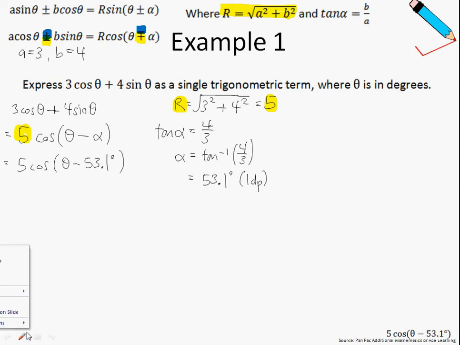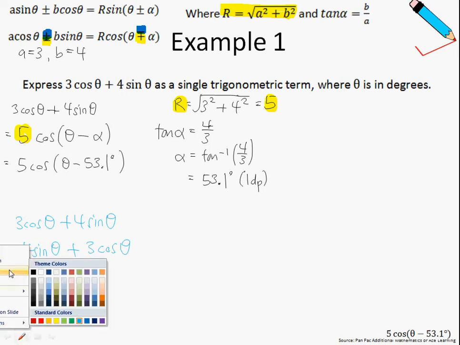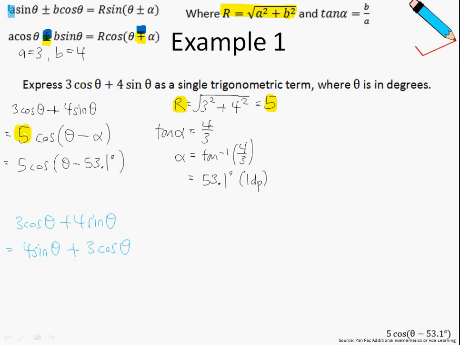I just want to show you another way of applying this formula. From the given function, what I'm going to do now is to flip the terms around. So instead of 3 cosine theta plus 4 sine theta, I will write it as 4 sine theta plus 3 cosine theta. I'll show you that it's pretty much similar, just that in this case we will be applying the first formula, the one over here highlighted in blue.